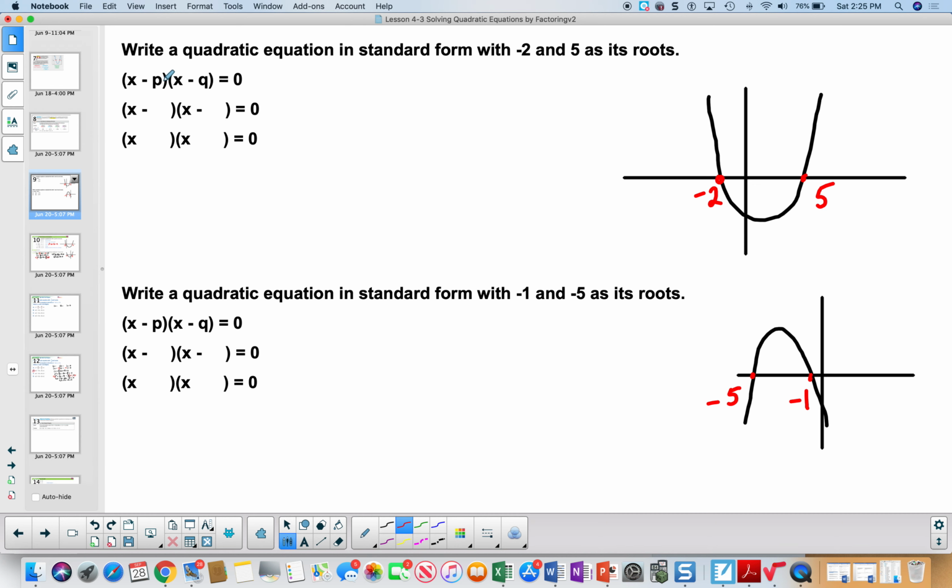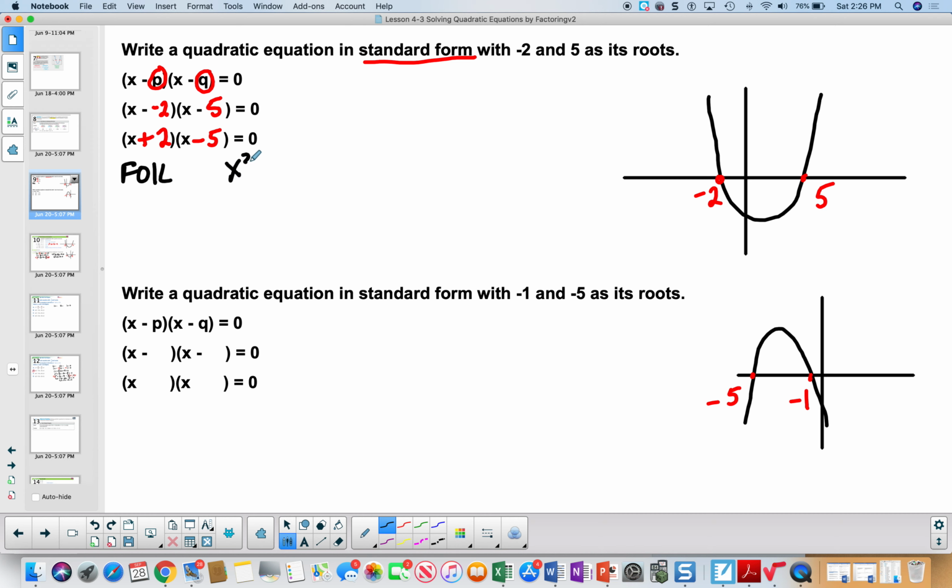Okay, so here is the form (x minus p)(x minus q). Instead of p, we're going to write one of our numbers, so that'll be -2. Instead of q, we're going to write one of our numbers, which is 5. Two negatives in a row make a positive, and then we don't have to simplify that. Now this says standard form, which means we have to continue to multiply. So I'm going to use FOIL to help me multiply out.